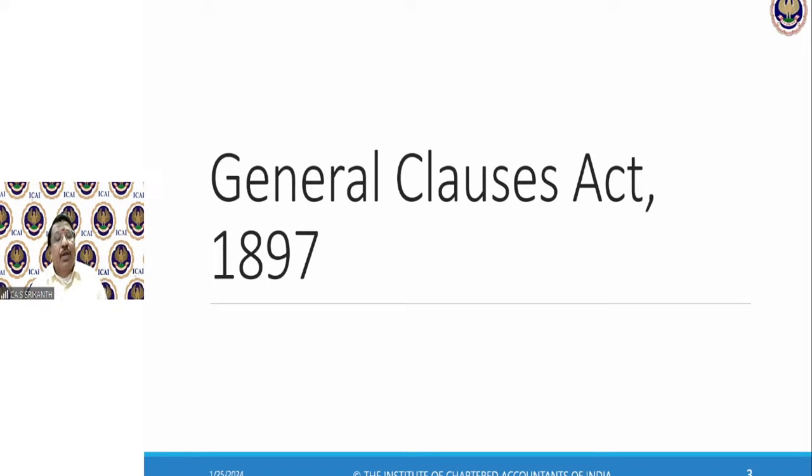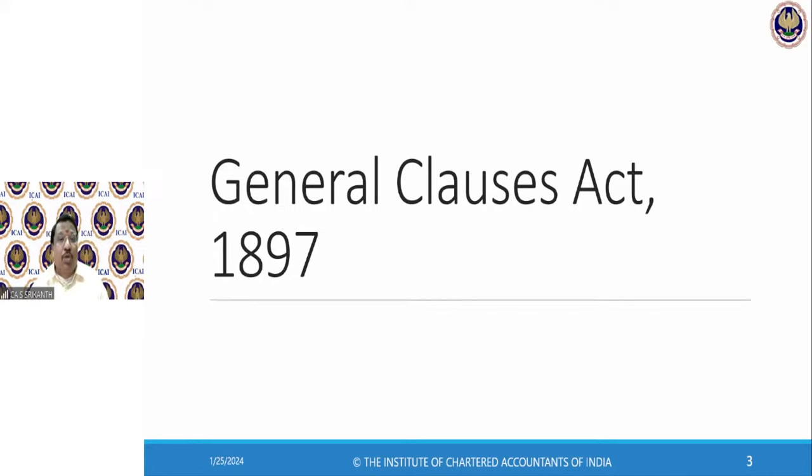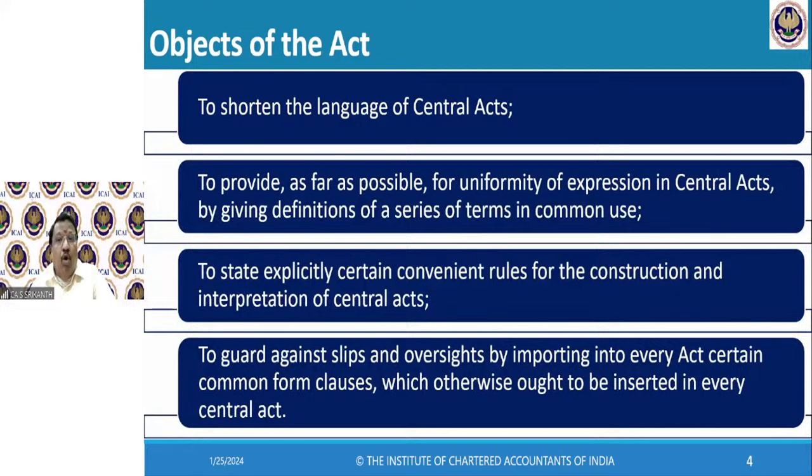Some clarity can be given by the General Clauses Act on certain general principles: how to measure time, how to measure days. All these are given as a common rule, which means the General Clauses Act will apply to all enactments. So the purpose of this is that each enactment need not repeat it again and again. Once it is said here, it will apply to all acts. So one of the objects is to shorten the language of central acts.